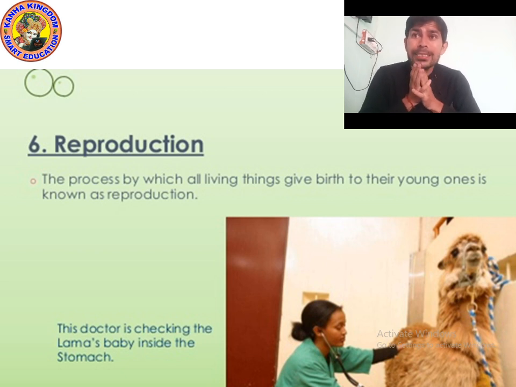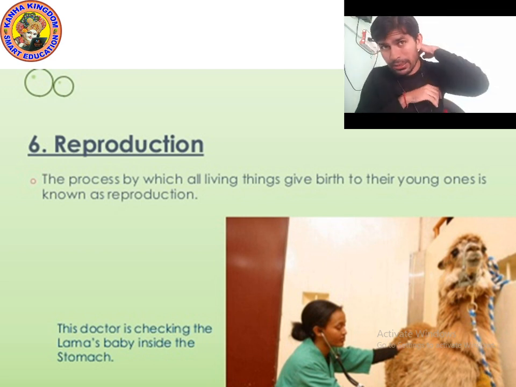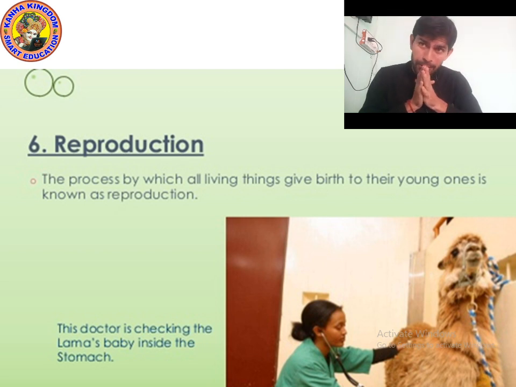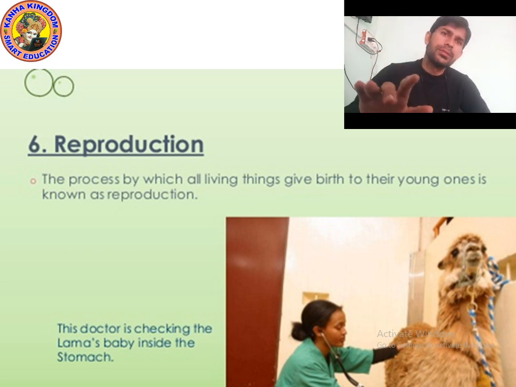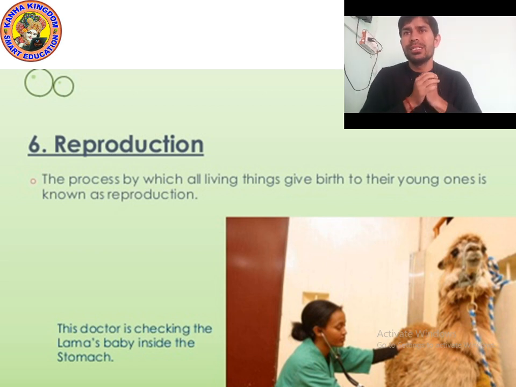So, as you can see in the picture, there is a goat, and the animal doctor is sitting near the goat, checking the baby which is inside the stomach of the goat. So kids, different animals reproduce in different ways.